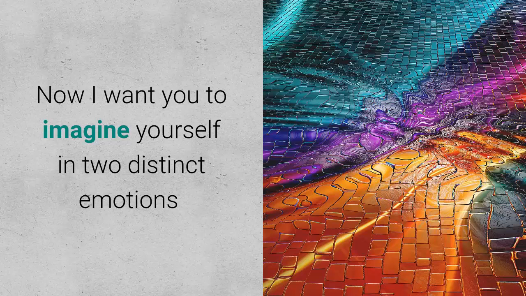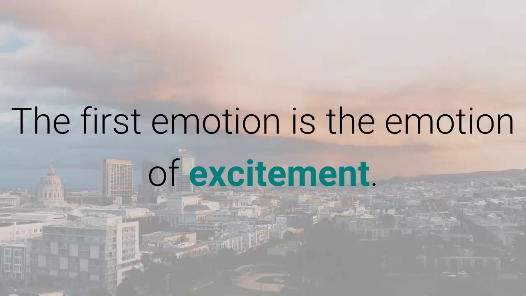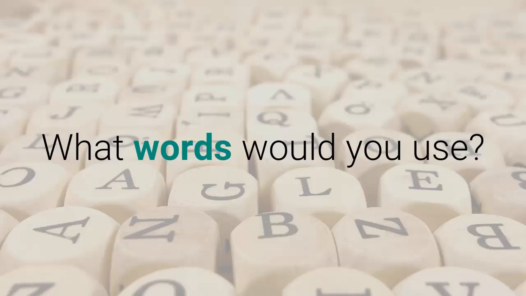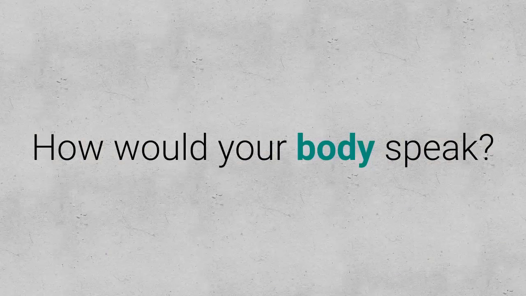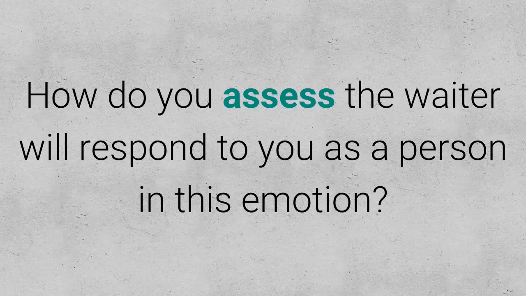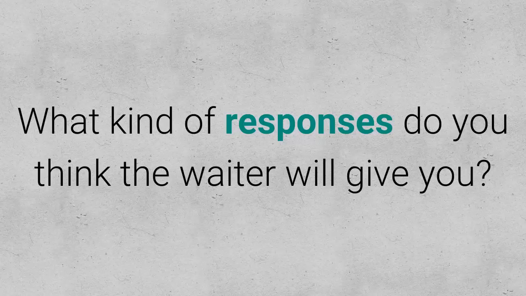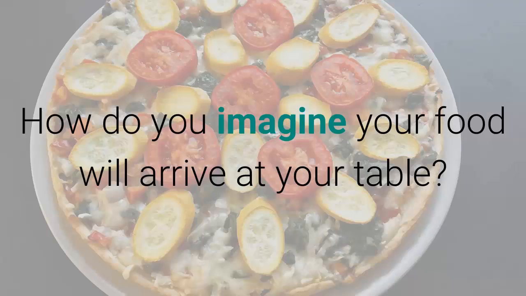Now, I want you to imagine yourself in 2 distinct emotions in this scenario. The first emotion is the emotion of excitement. In the emotion of excitement, you're going to talk to the waiter and order your favorite meal. What words would you use? How would your body speak? How do you assess the waiter will respond to you as a person in this emotion? Take a few moments to just imagine yourself in the scenario. What kind of responses do you think the waiter will give you? How do you imagine your food will arrive at your table? Just stay with this for a few moments.